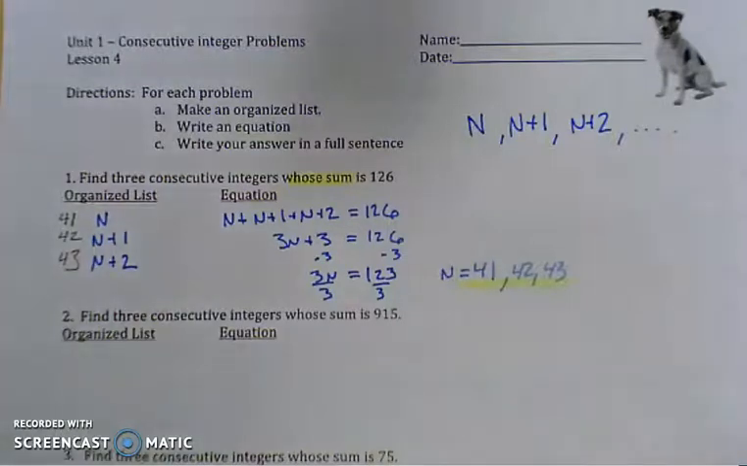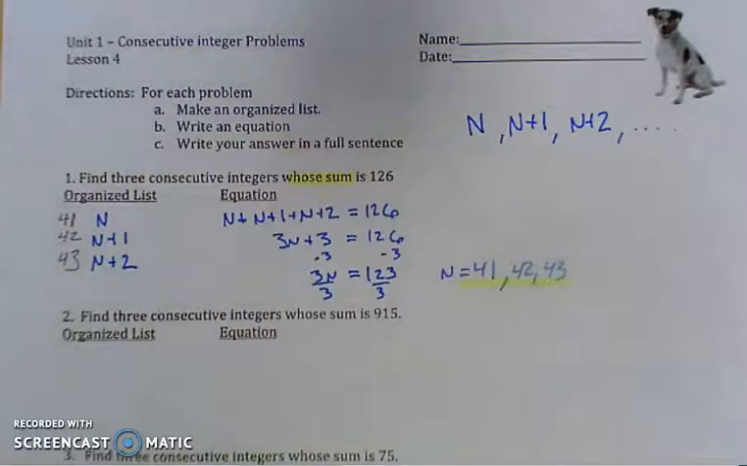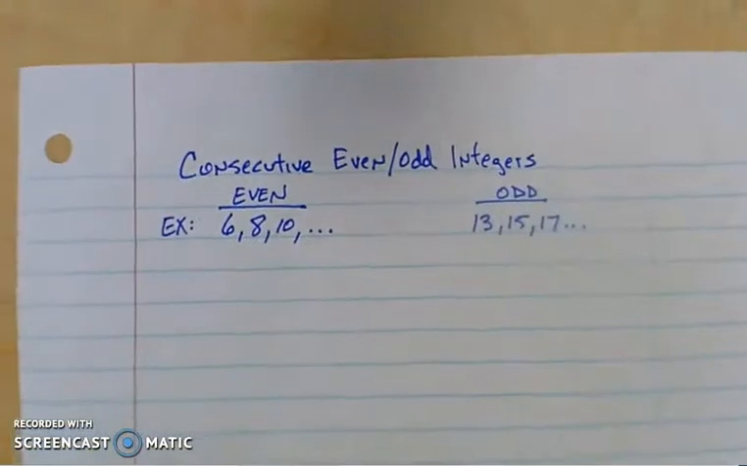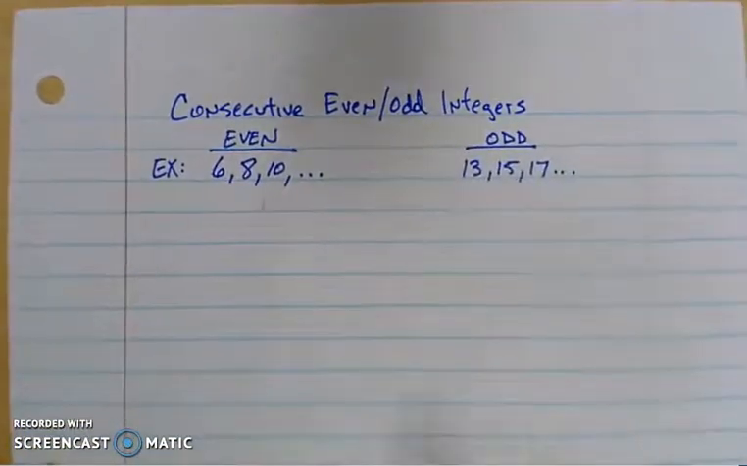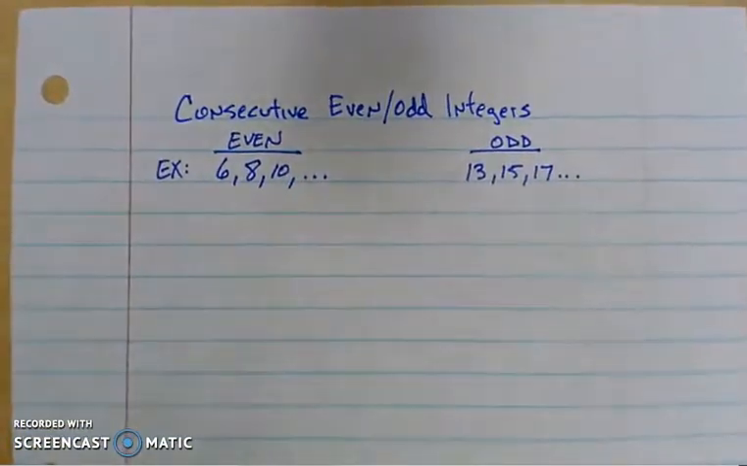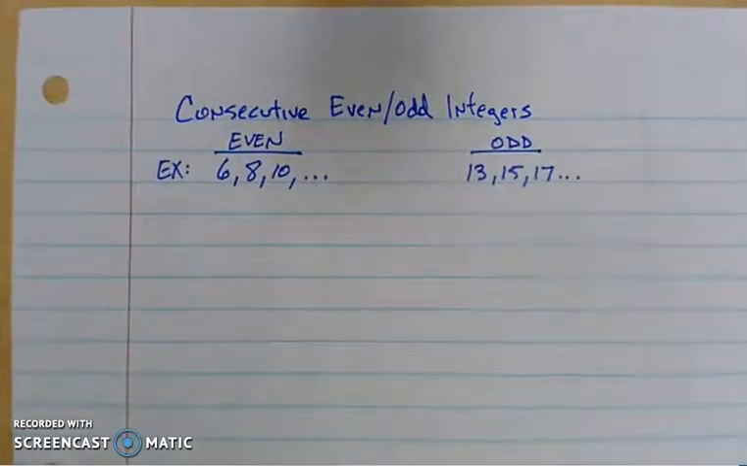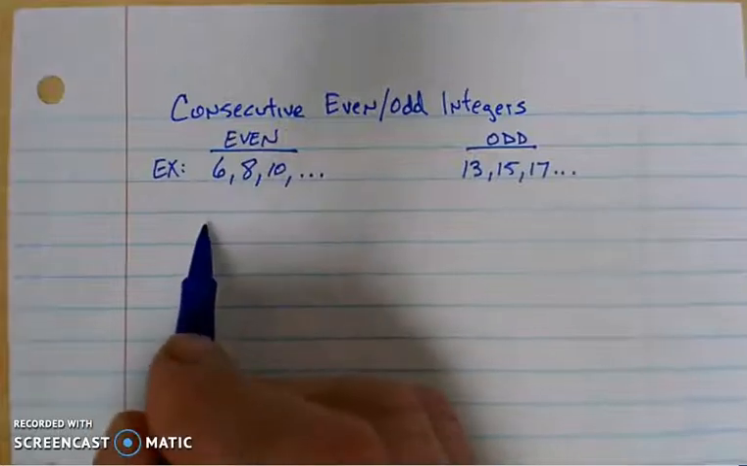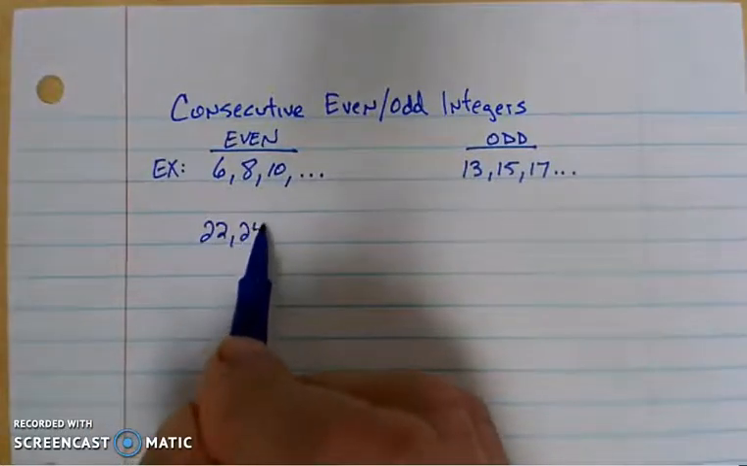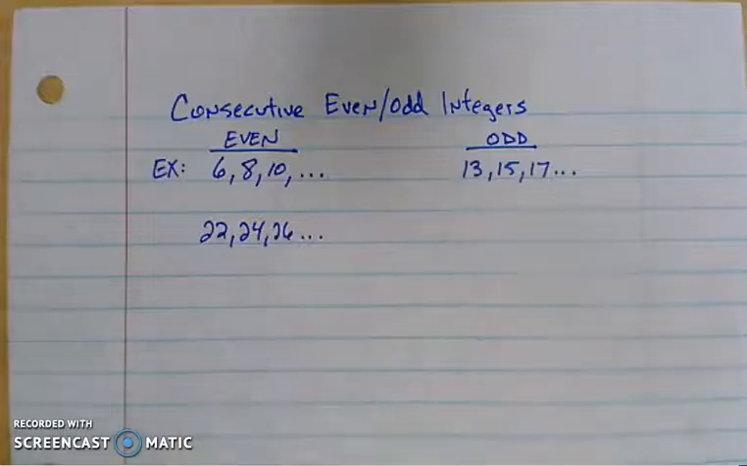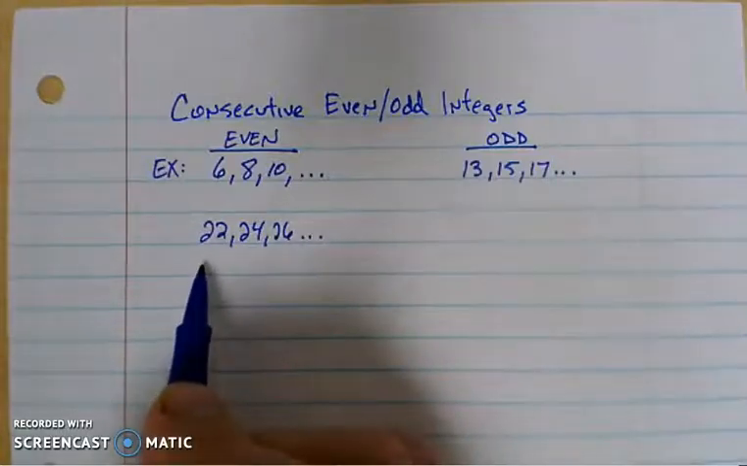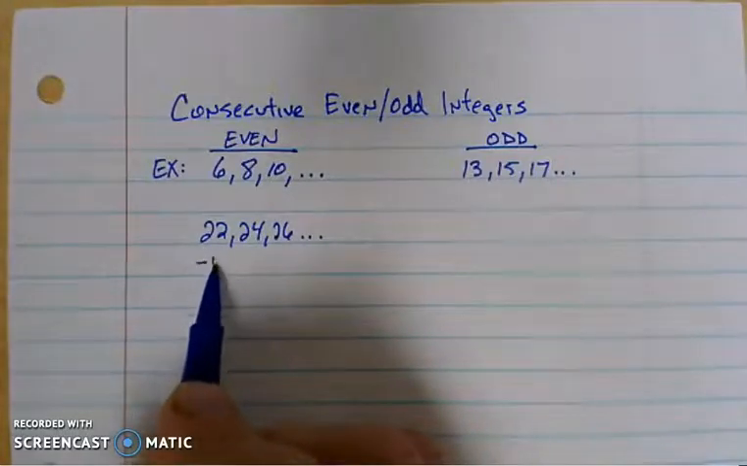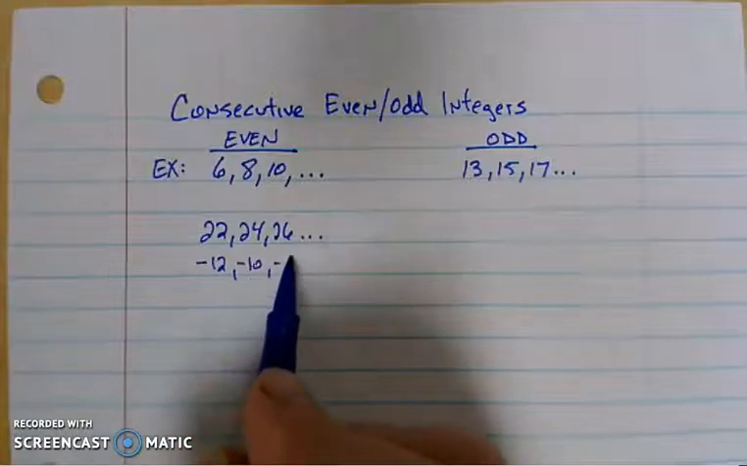All right. Problems 2, 3, 4, and 5 are all very, very similar to this, if you can just follow along this same pattern. Now sometimes you're going to get problems where they ask you to find consecutive even or consecutive odd integers. I've given you 2 examples here of even and odd. Of course, on the left side, the even numbers, 6, 8, and 10, right? I could talk about 22, 24, 26, right? Or even negative numbers, let's say, negative 12, negative 10, negative 8.